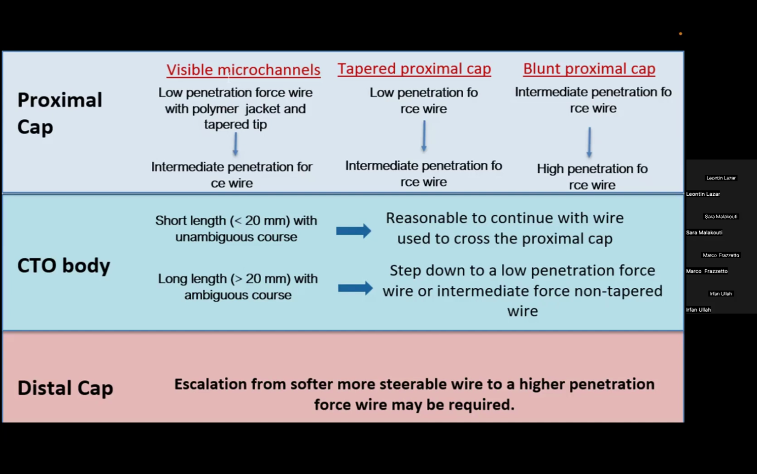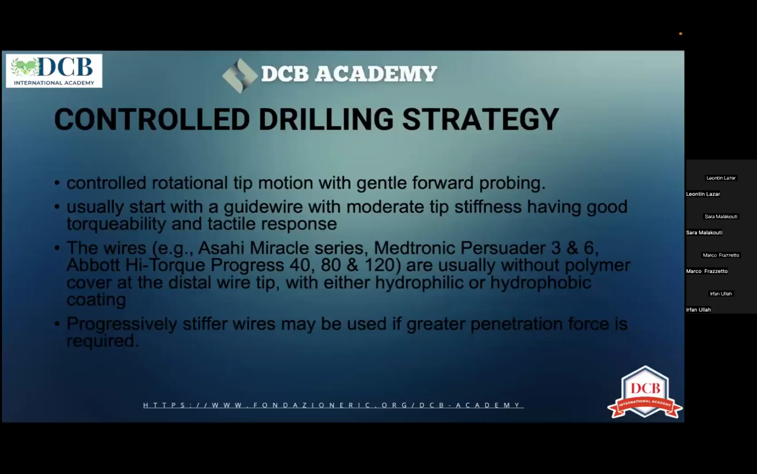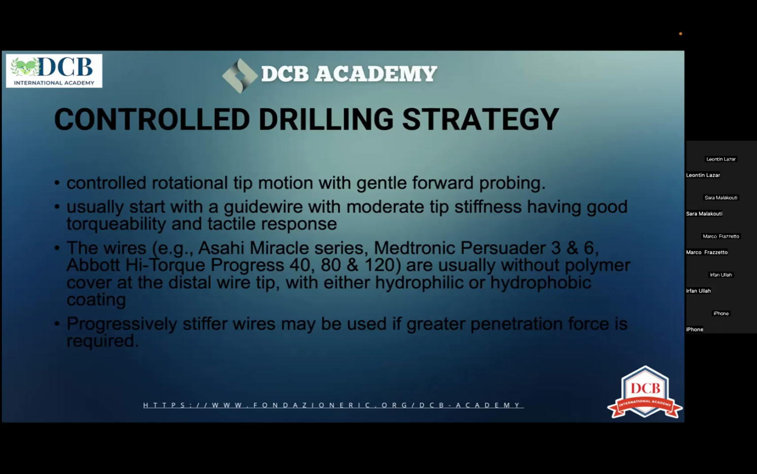However, there are three main strategies for penetrating a CTO. The first one is the controlled drilling strategy. Usually we start with a guide wire with moderate tip stiffness, having good torqueability and tactile response. Such wires are the wires from the Asahi Miracle series, or the Persuader from Medtronic, or Hyper Progress from Abbott. They are without a polymer cover at the distal wire, or they have a hydrophilic or hydrophobic coating.